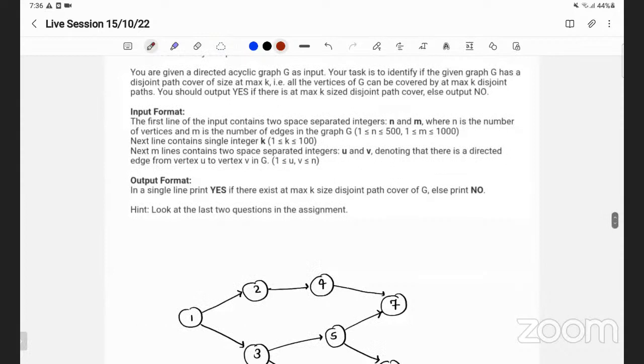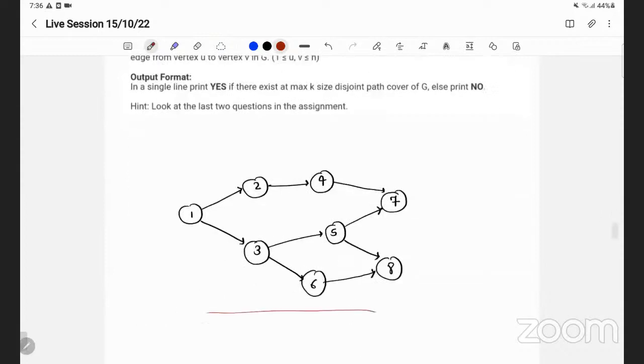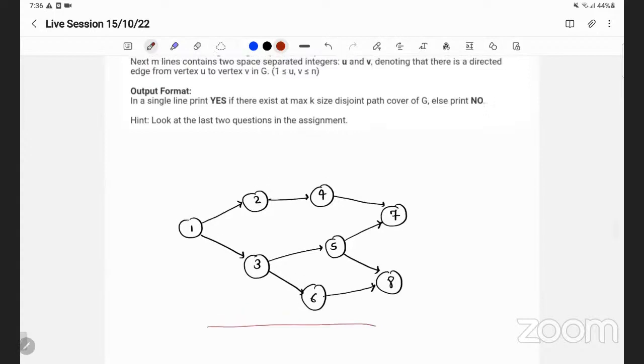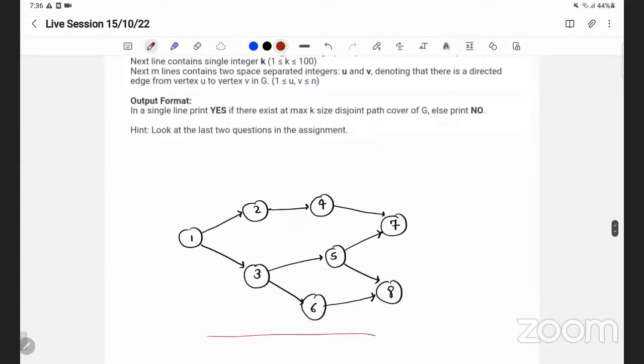So consider this particular graph. This is a directed graph. The disjoint path cover is basically a set of directed paths which covers all the vertices of the graph. And the additional condition is that these paths are disjoint, so no edges or vertices are repeating in these paths. So one example of a disjoint path cover for this particular graph will be, we can consider a path 1, 2, 3 to 6 to 8. Then another path will be 2, 4, 7. And this 5 we can take as an isolated vertex.